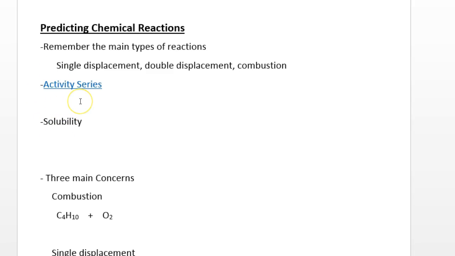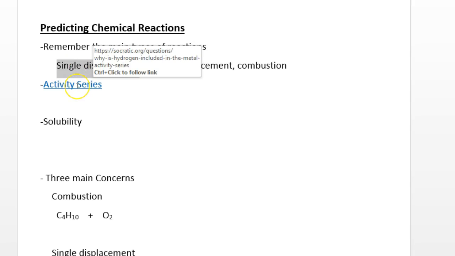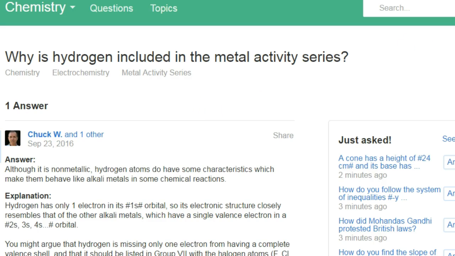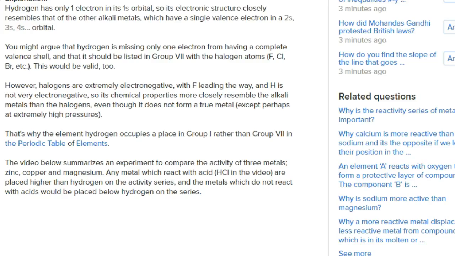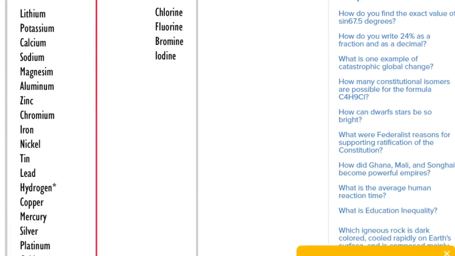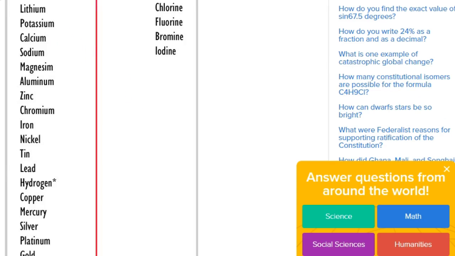And the one thing that's really going to help us, especially with this first type, single displacement, is going to be this activity series. And let me show you what this looks like. I'll open this up here. This activity series is just a chart. It shows you how metals react with each other, because a lot of times that's what you're going to have in an equation. I'll show you in just a minute. So here's all the metals. Let me bring this down.